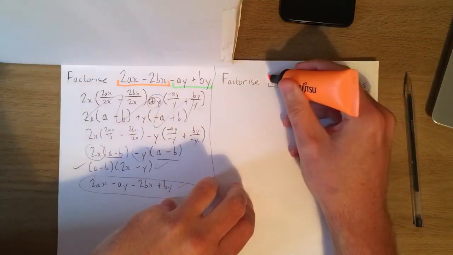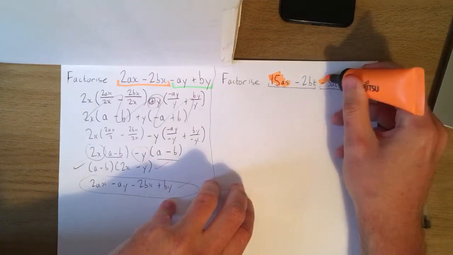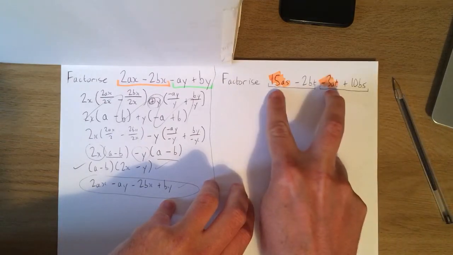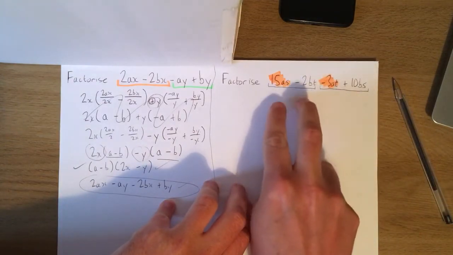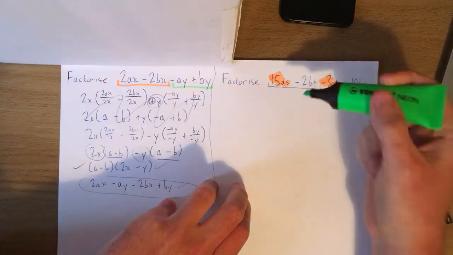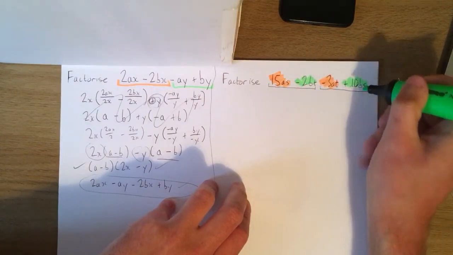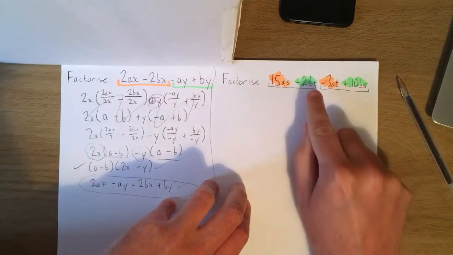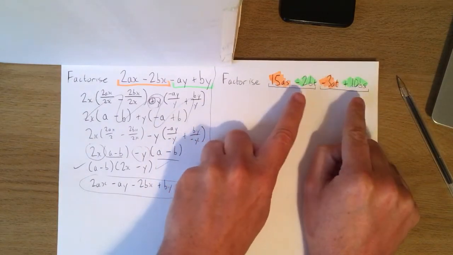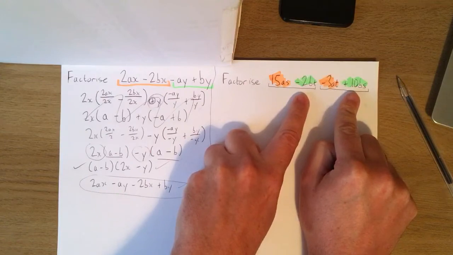But if you look, the 15as here and minus 3at, they have a in common. So you could move this around and get two terms with a's in them together. And what about the two terms that are left? Well, I've got a minus 2bt and a plus 10bs. So they've got b in common, and 2 will divide into them as well. But b will divide into both of these, and 2 will divide into both of these. So I can factorise something out of both of these.